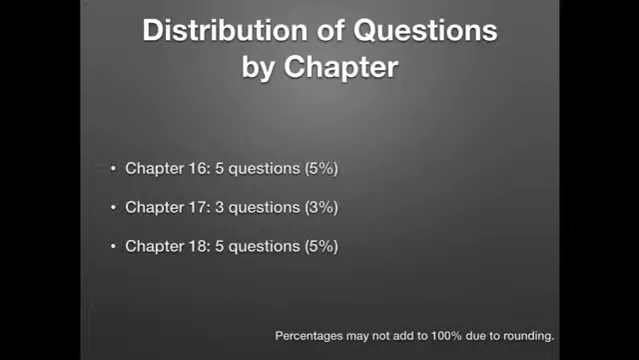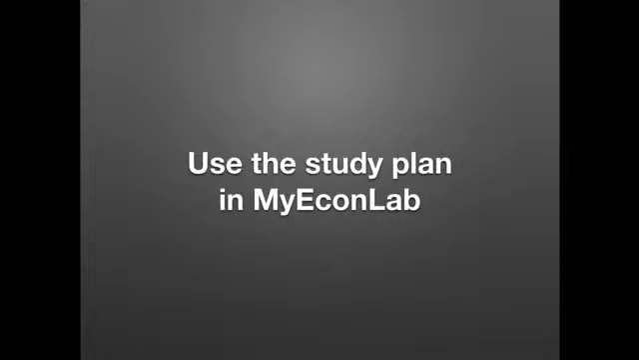So Chapter 7 is relatively light relative to the other chapters. Make sure you realize the distribution of the questions by chapter. This will allow you to focus your studies on the chapters that have a little bit more weight on the optional final exam. And as always, make sure you use the study plan in MyEconLab. Remember, you could take this optional final exam 3 times.